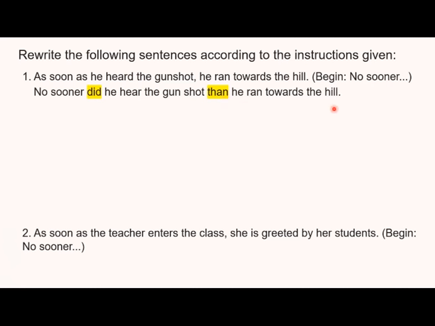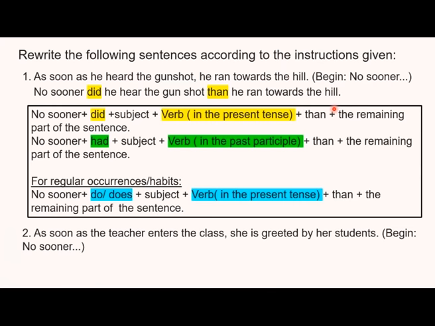So there's a particular sentence structure you have to have. So what is the rule? Here, I have explained this in my previous video. Just a quick revision. If your sentence begins with no sooner, follow it up with did. If you're using did, make sure that you use the verb in the present tense. Add a than and then the rest of the sentence. So we can see this applied over here. No sooner did, the subject he, verb in the present tense hear, the gunshot, then the rest of the sentence. He ran towards the hill.